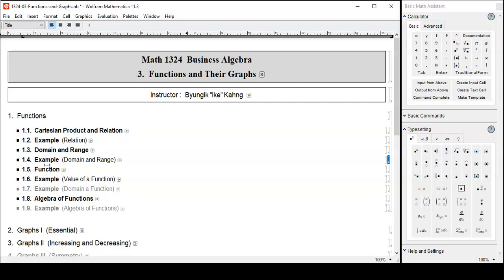Next, finally, we are ready to discuss functions. But then again, it's going to be a long story, so let's stop here and let's resume our discussion from 1.5 in a second video.